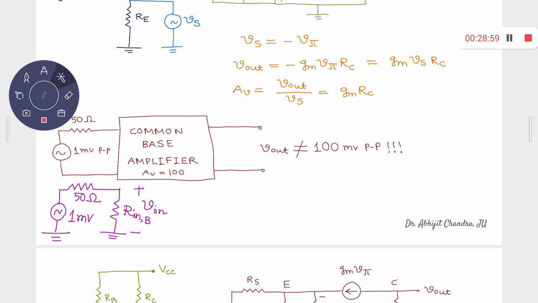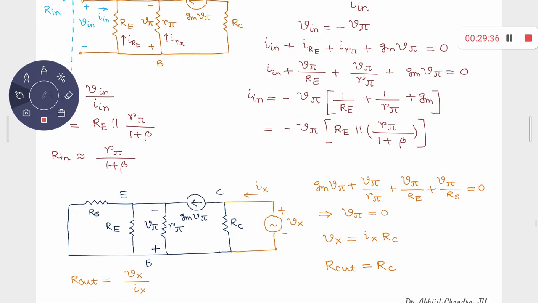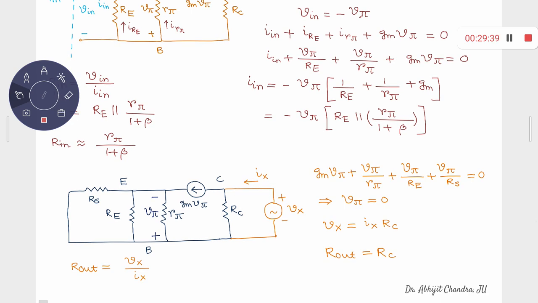Now you may argue that okay, our life was good with common emitter. We have understood some limitations. For a voltage amplifier, you know that the input resistance should be as high as possible. But that is not the case for a common base. For common base, what we have observed is that the input resistance is very small. Okay, so that's good. And let's go for output resistance calculation.